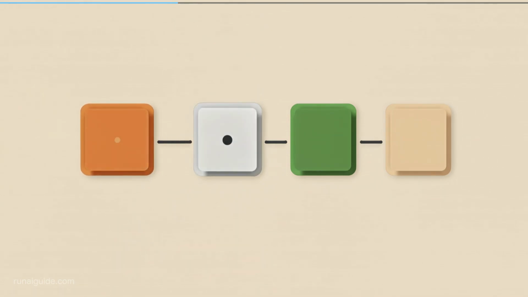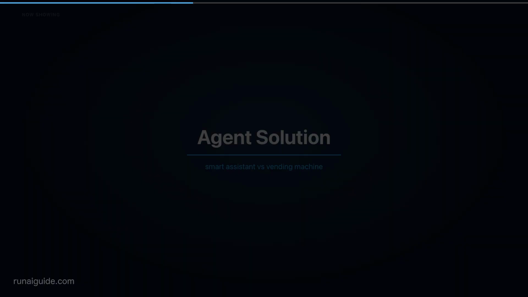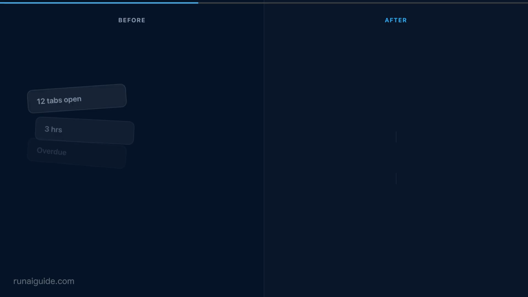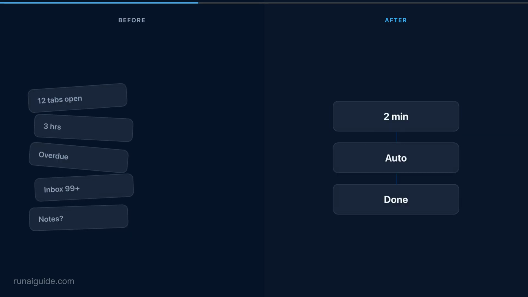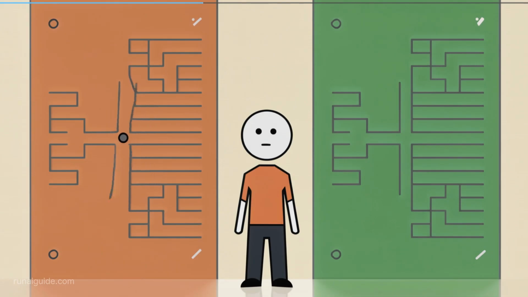That's when I realized rule-based thinking was the problem. Not the tools, not the setup complexity. The entire approach was fundamentally flawed. Instead of programming specific responses, I built agents that understand intent and adapt their approach based on context. Think of it like hiring a smart assistant instead of building a vending machine.